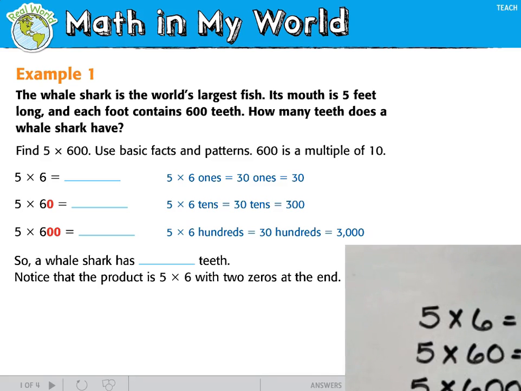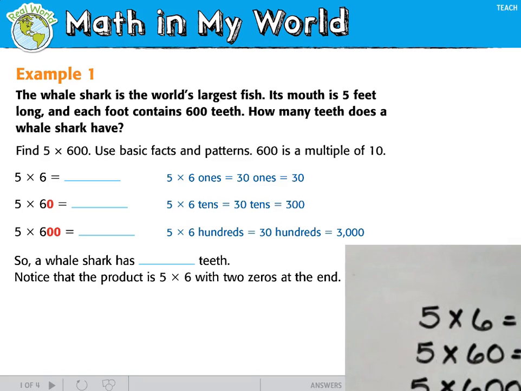Open your math book to page 197 and then join me in the video. On page 197, you're going to see examples 1 and 2. Let's look at example 1 now. The whale shark is the world's largest fish. Its mouth is 5 feet long and each foot contains 600 teeth. How many teeth does a whale shark have? We need to find 5 times 600.